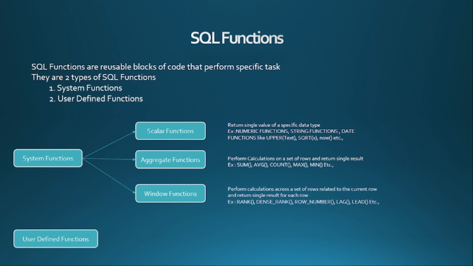Window functions. Window functions perform calculations across a set of rows related to the current row, and return a single result for each row in a table. For example, rank, dense rank, row number, lag, lead. For these kinds of operations we will be using window functions.